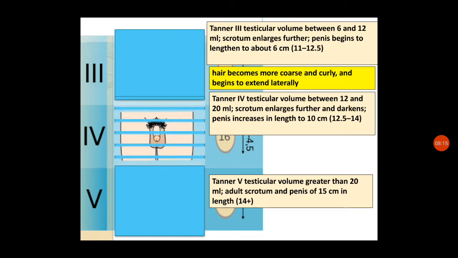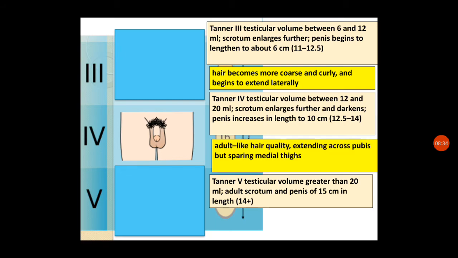In Tanner stage 4, there will be testicular volume between 12 and 20 ml, and the scrotum enlarges further and darkens. The penis increases in length up to 10 cm. This happens between 12.5 years and 14 years. Regarding the hair quality, adult-like hair will be extending across the pubis but sparing the medial thighs.